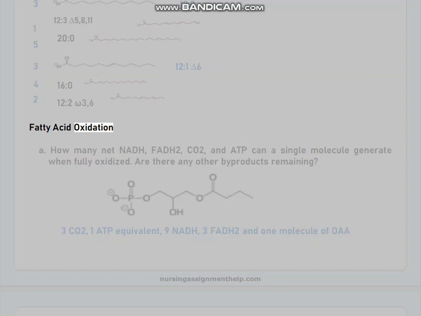Fatty acid oxidation. A. How many net NADH, FADH2, CO2, and ATP can a single molecule generate when fully oxidized? Are there any other byproducts remaining? 3 CO2, 1 ATP equivalent, 9 NADH, 3 FADH2, and 1 molecule of OAA.